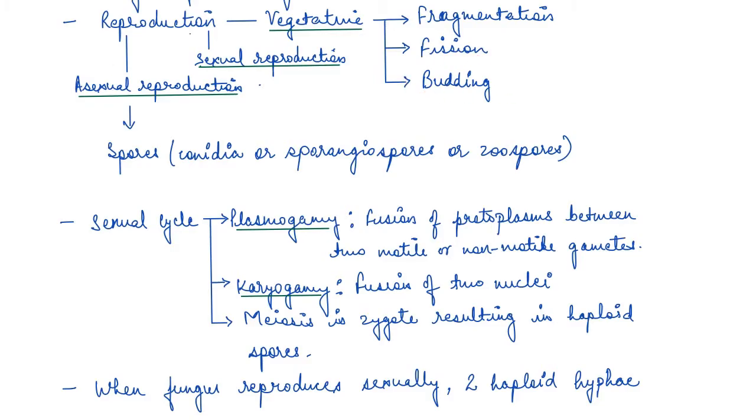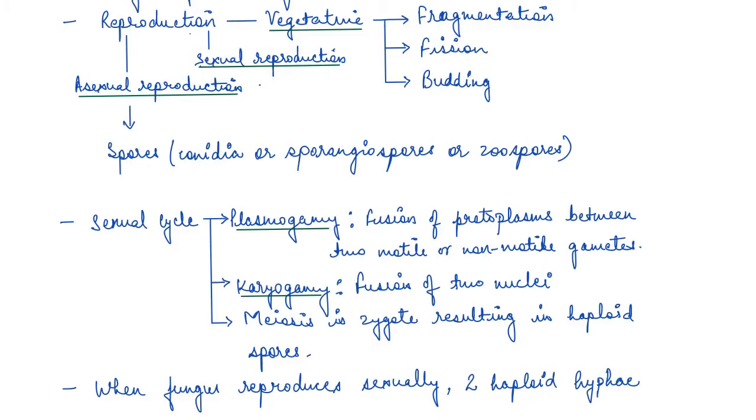Then asexual reproduction is something wherein they reproduce through spores. There are different spores such as conidia, sporangiospore or zoospore, and through these they reproduce asexually. These spores, in favorable conditions, develop into a hyphae.